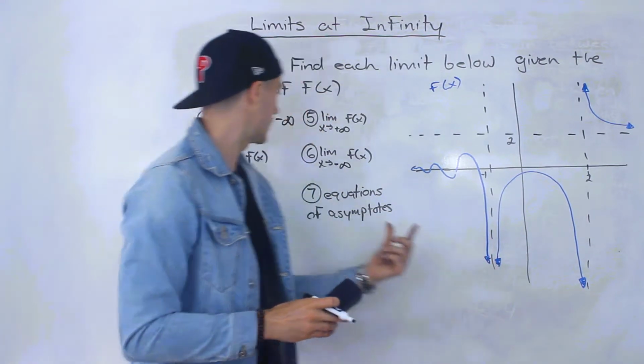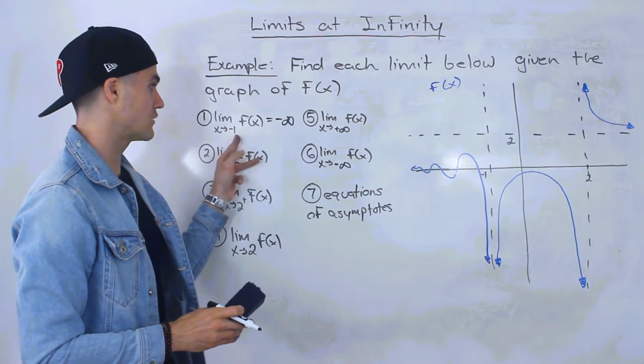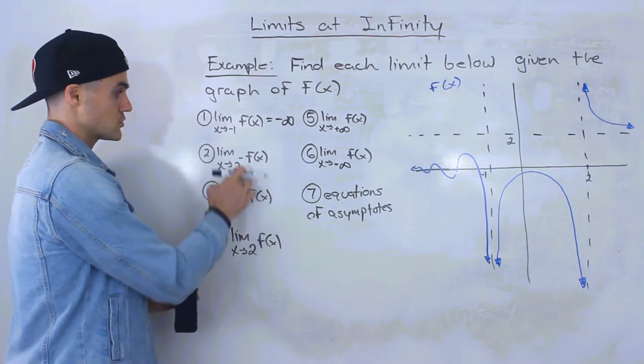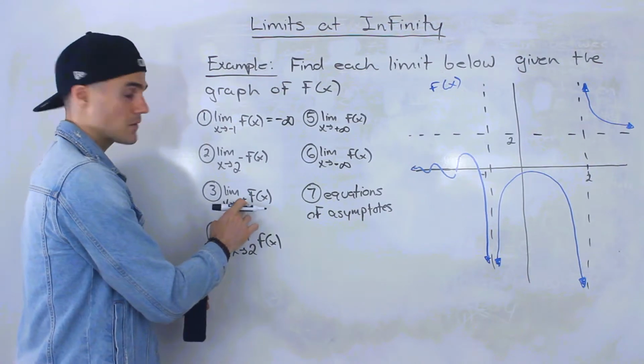So you've got to look, if they're just asking as x approaches -1, not a one-sided limit like we have in 2 and 3. Notice we got this minus and positive there.